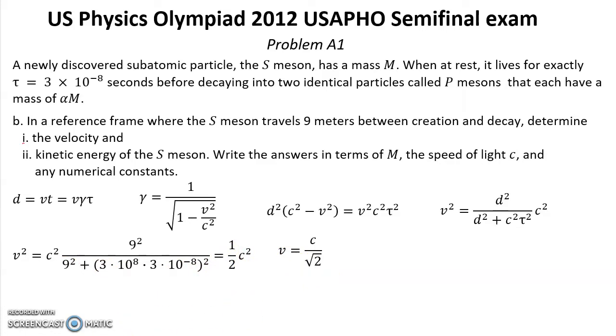And finally, the kinetic energy of the S meson equals gamma minus 1 times m c squared, which is square root of 2 minus 1 times m c squared. That's the answer for the final question.